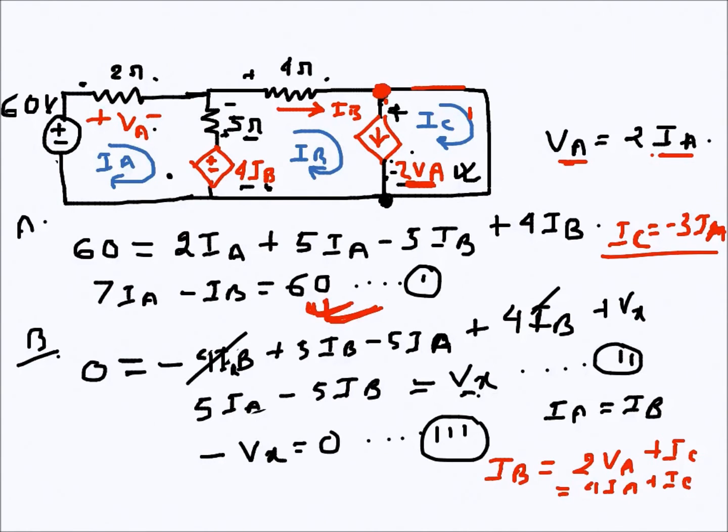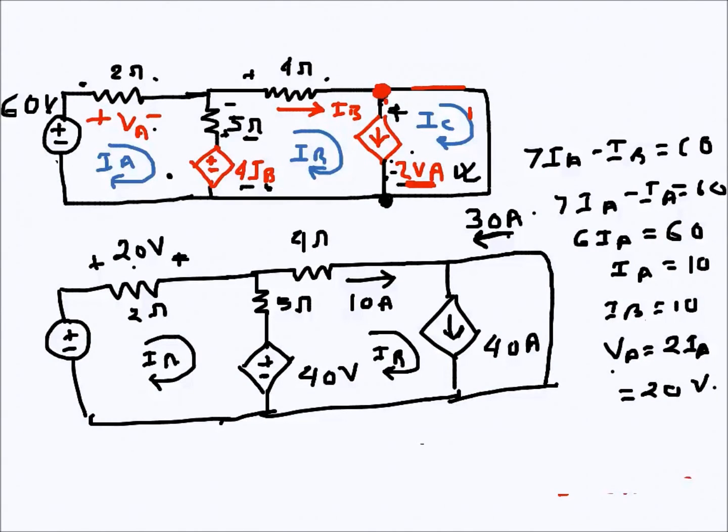So basically the purpose of doing this problem was how to use current controlled or voltage controlled current sources, so the dependent sources basically, in a normal loop analysis. I have summed up the solutions here. The equation was 7IA minus IB, which is here. Since IA is equal to IB, we can solve it. So 7IA minus IA, 6IA is equal to 60, which gives IA is 10 amps. So IB is also 10 amps, and then VA is 2IA, so that's actually 20 volts.